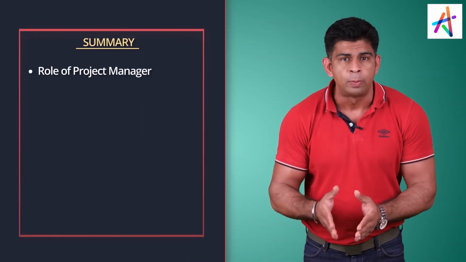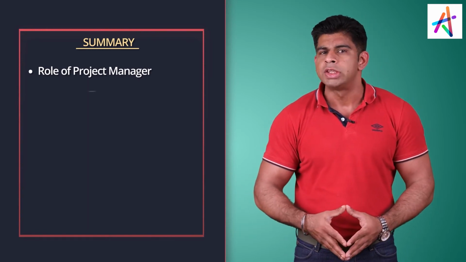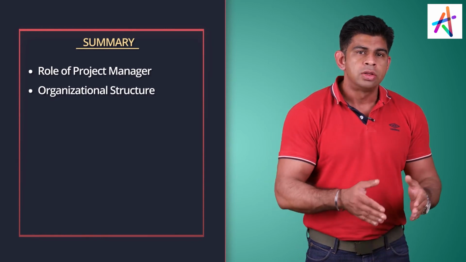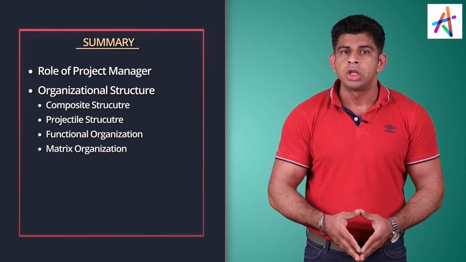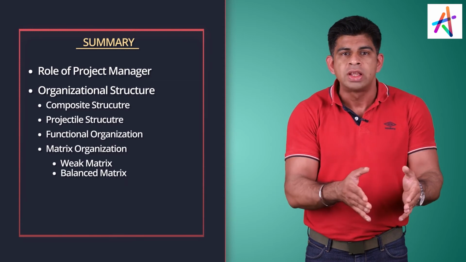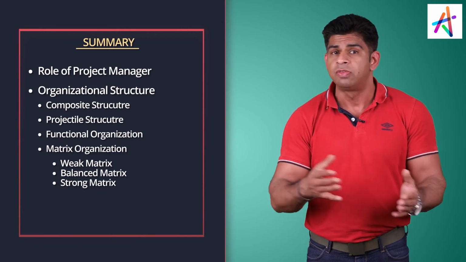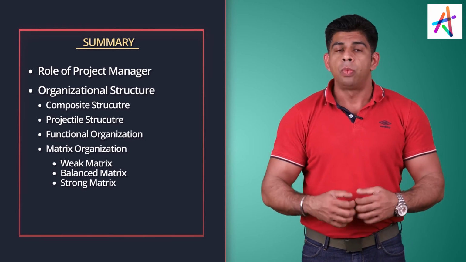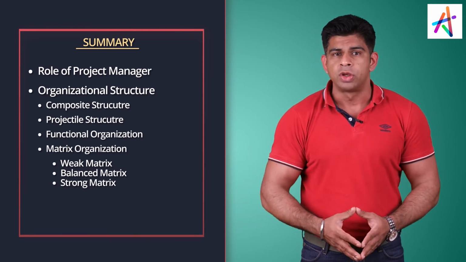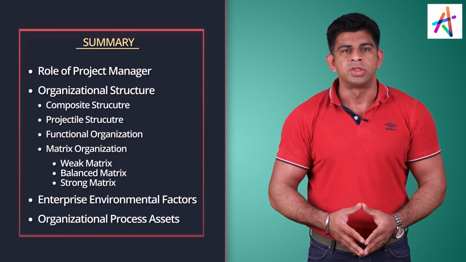So just to summarize, in this particular video, we have spoken about the role of a project manager in making the project successful. Then we briefly discussed the different organization structures, which include composite structure, projectized structure, functional organization, and matrix organization, in which we have weak matrix, balanced matrix, and strong matrix. From an exam perspective, you will get questions about the pros and cons of different structures. Then we discussed the common inputs for the majority of the 49 processes, which include enterprise environmental factors and organizational process assets.